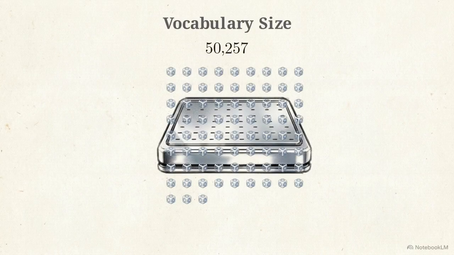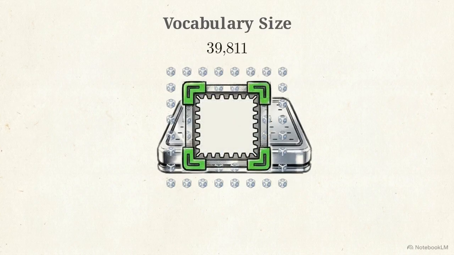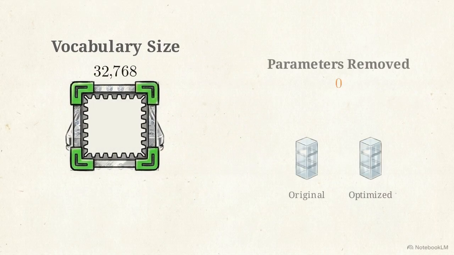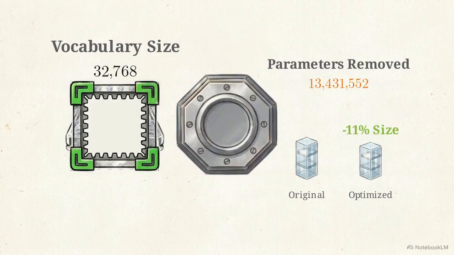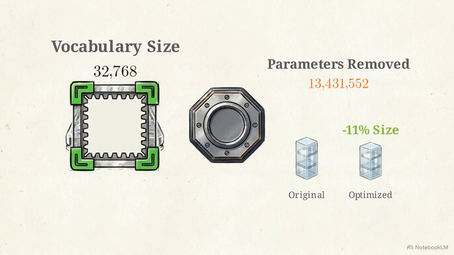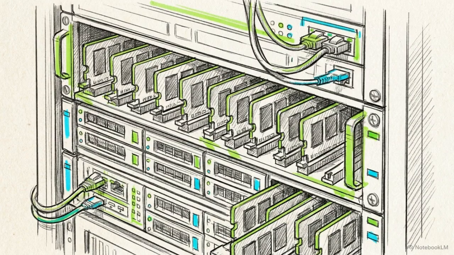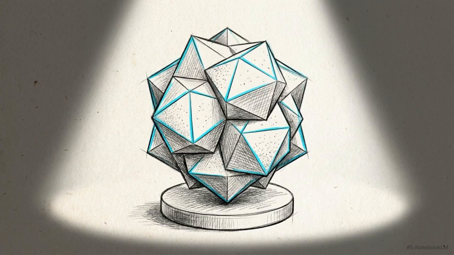GPUs execute matrix multiplication significantly faster when the matrix dimensions are multiples of 64 or 8. By reducing the original vocabulary down to exactly 32,768 tokens, we slice off over 13 million parameters. The model's total size immediately drops by nearly 11%. This surgical cut aligns the vocabulary to hardware-native multiples, optimizing memory allocation and tensor core utilization, and it achieves this without altering a single mathematical weight in the model's core layers.